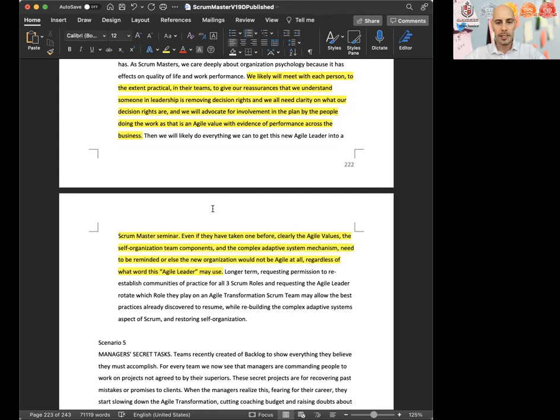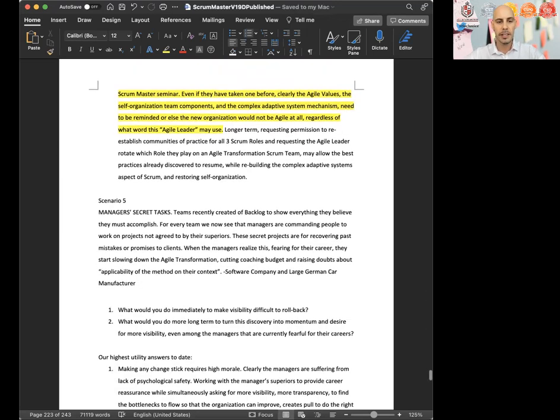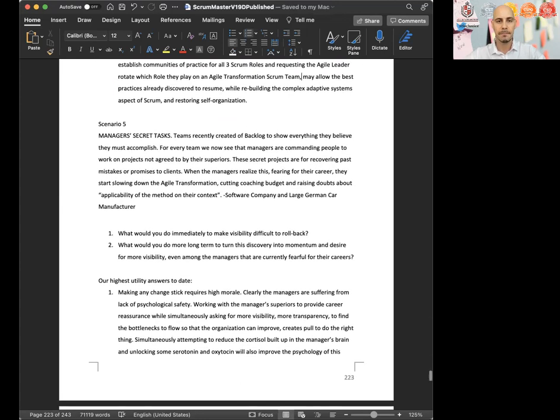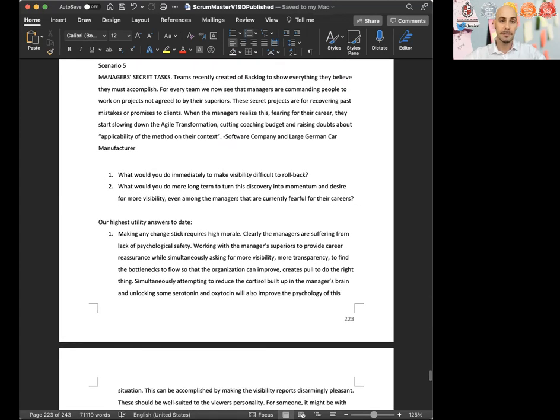Longer term, requesting permission to reestablish communities of practice for all 3 Scrum roles and requesting the Agile leader rotate which role they play on an Agile transformation Scrum team may allow the best practices already discovered to resume, while rebuilding the complex adaptive systems aspect of Scrum and restoring self-organization.